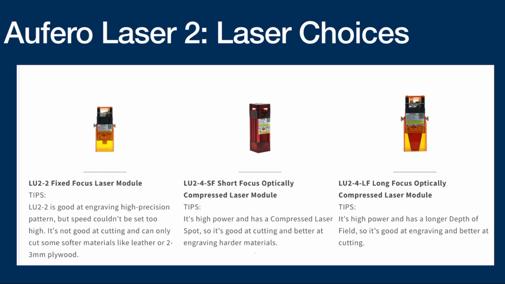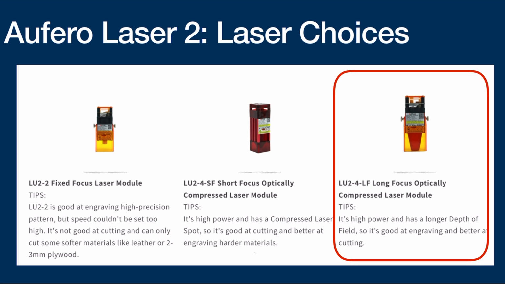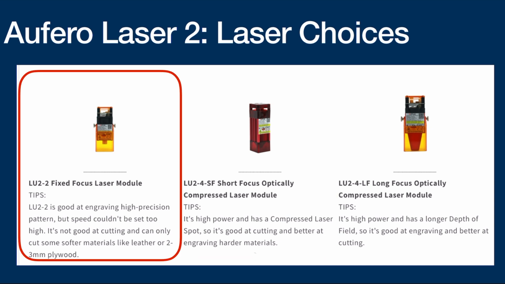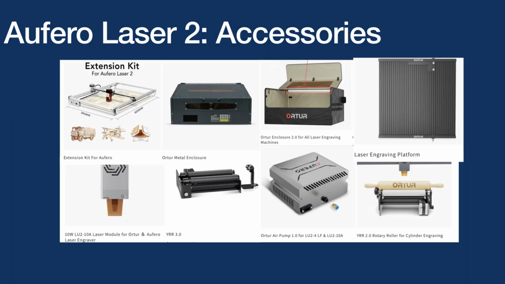They do offer three different types of lasers you can buy with the cutter. I have the LU24LF, or the long focus laser, and that's a better one for doing cutting. The LU24 short focus laser is better for engraving, and then they have another laser that's better for high resolution engraving. They offer a variety of accessories. They have that extension kit, plus two different types of enclosures, an all metal one, plus one that's a composite material.